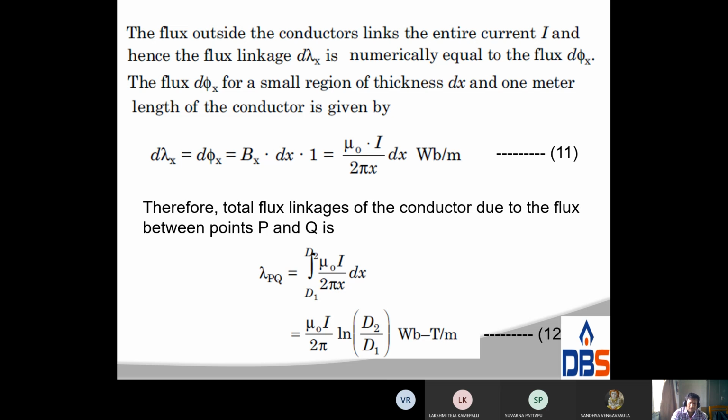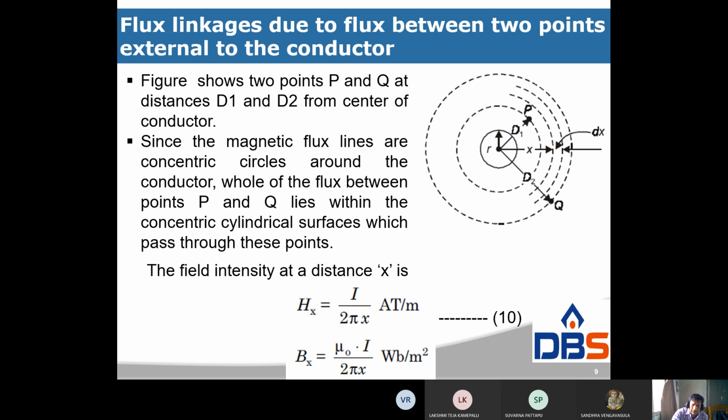This is the change in flux. Now these are the flux linkages of the conductor between P and Q. Integrate the above equation 2 with limits d1 and d2. Sometimes they take r1 and r2. We have taken d1 and d2, whatever it may be. Otherwise, we can also take from small r to infinity.